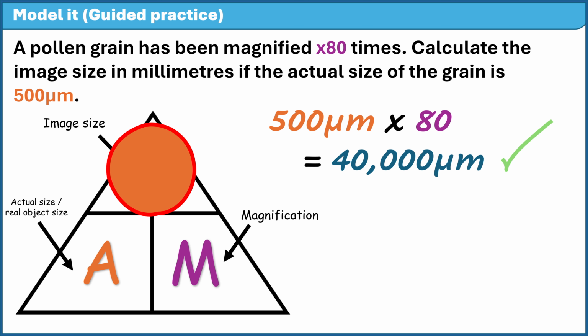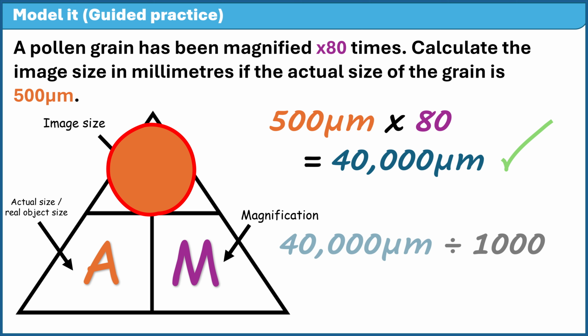Step 3 is to complete a unit conversion. As the question states, we must find the image size in millimetres. There are 1,000 micrometres in 1 millimetre. Since we are going from a smaller unit, micrometres, to a bigger unit, millimetres, we must divide by 1,000. Divide if going to a larger unit, DIL. The final answer for the image size is 40 millimetres.